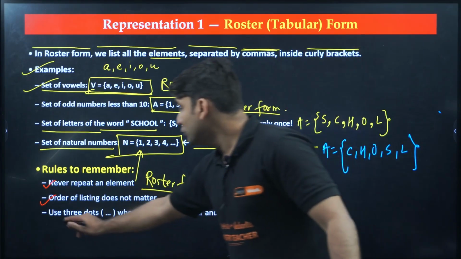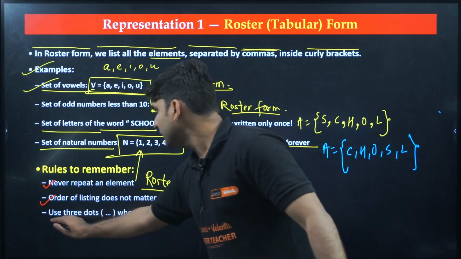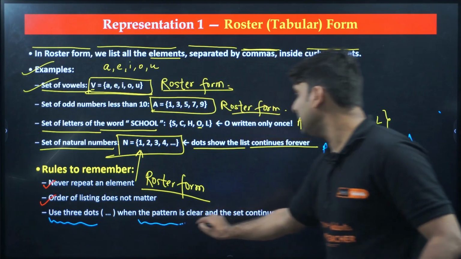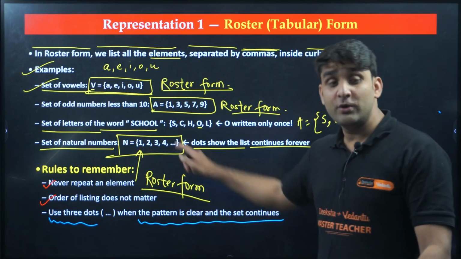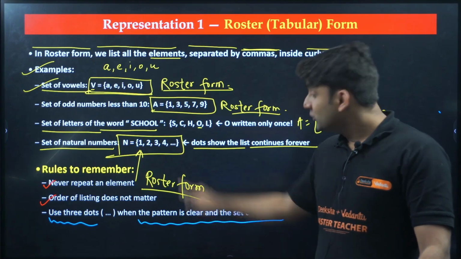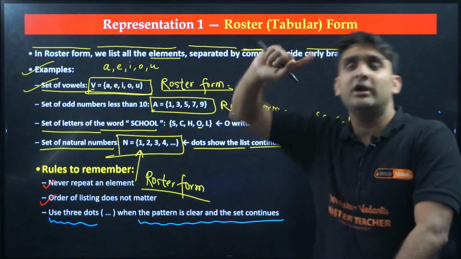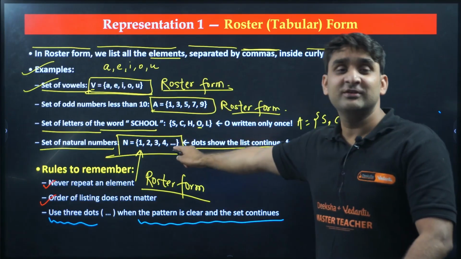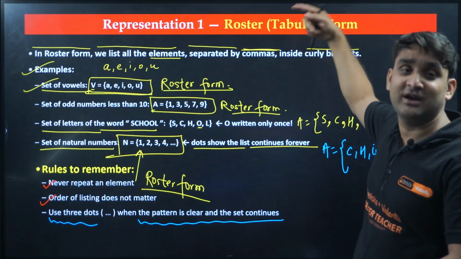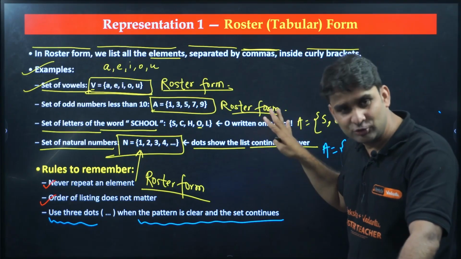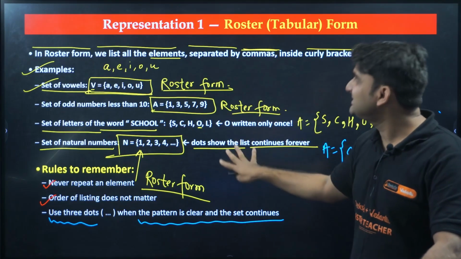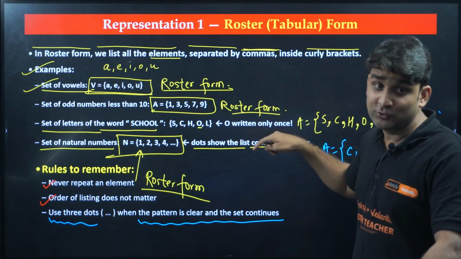Use three dots when the pattern is clear and the set continues. For example, natural numbers. No one knows what will be the last natural number, so we can use 1, 2, 3 and dots. The dots represent that this set is going on forever. Right everyone? So these are the basics that you should remember. This is the roster form, which is also called tabular form.